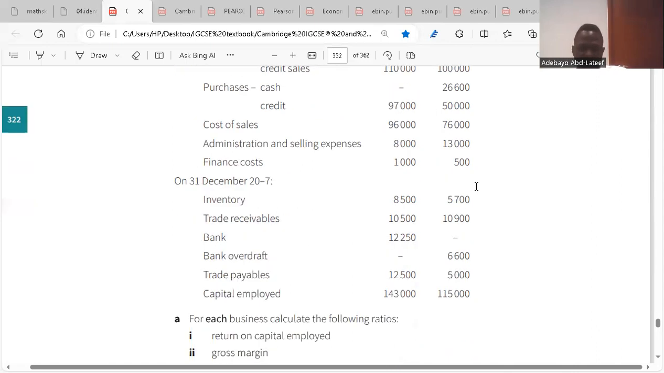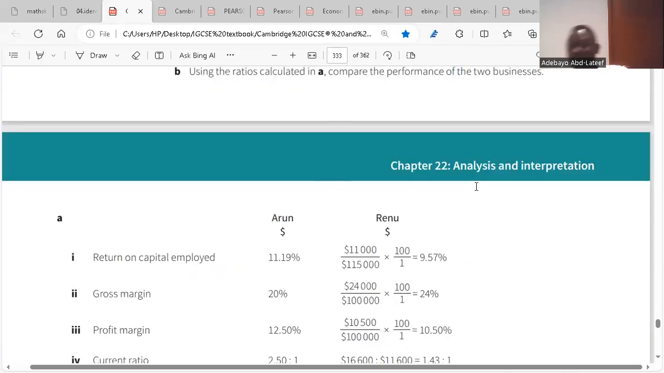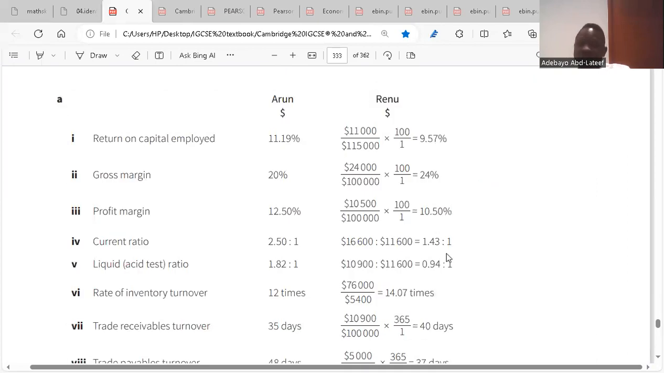How is it? Trade receivable over cash sales, credit sales times rate of inventory turnover. The rate of inventory turnover is cost of sales divided by average inventory, multiplied by 100, or 365 days. That's done.